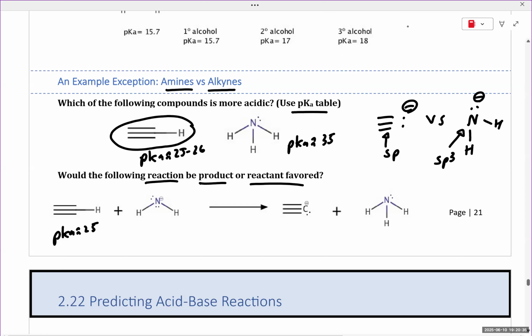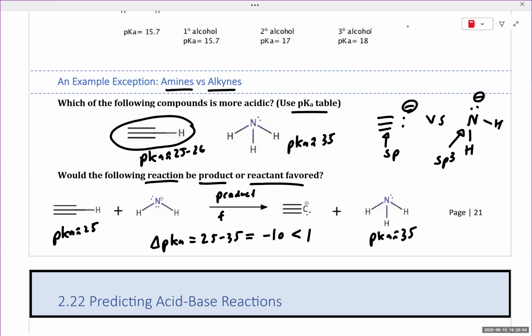So we have a pKa of 25 for our reactant and a pKa of 35 for the product conjugate base. The delta pKa is 25 minus 35, which is negative 10, which is less than 1, which tells us that this reaction is product favored. So the equilibrium favors the products.